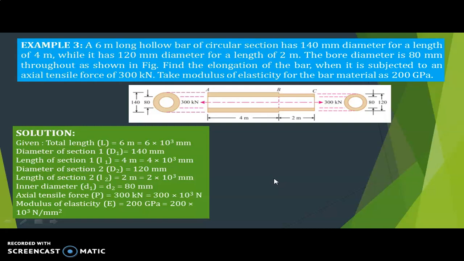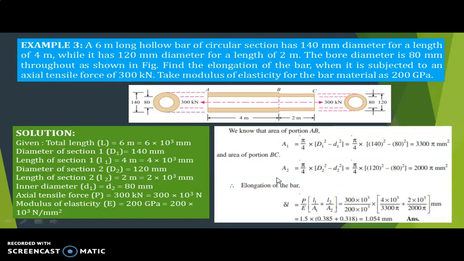Okay, now first you have to calculate the area, because deformation is equal to PL divided by A into E, right? So P we know, it is given. L we have, and A1, A2 you can calculate, right? So how can you calculate A1 and A2?